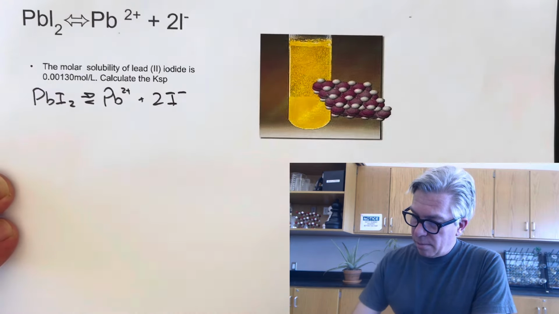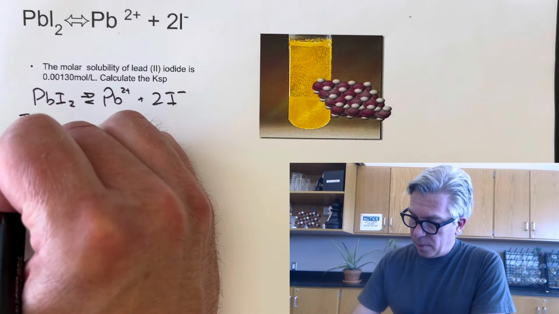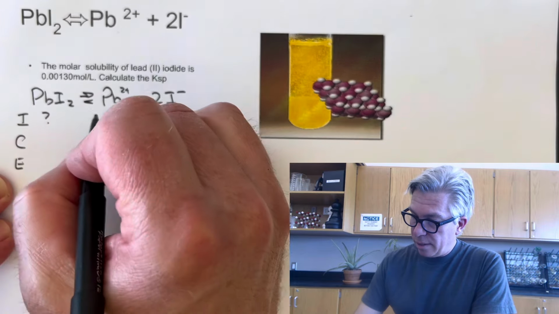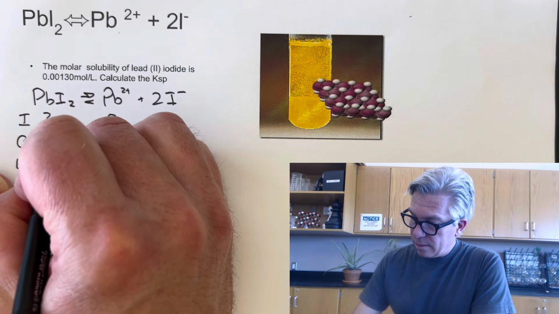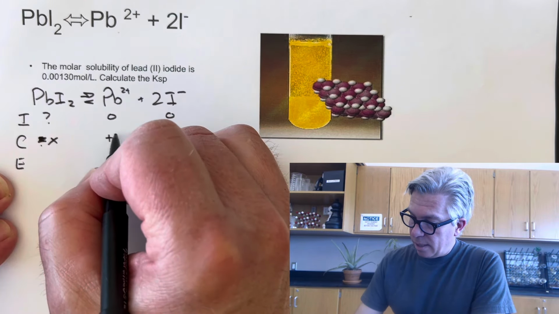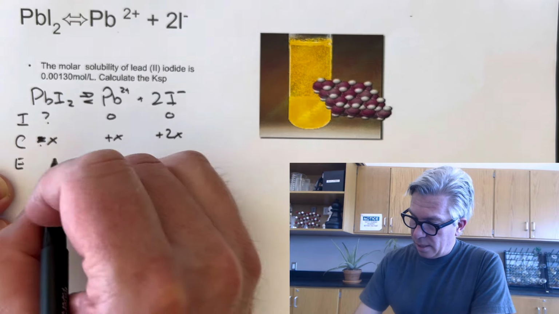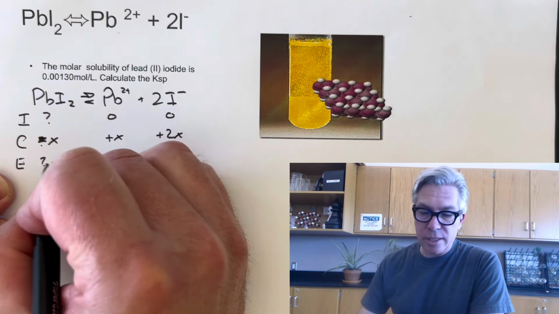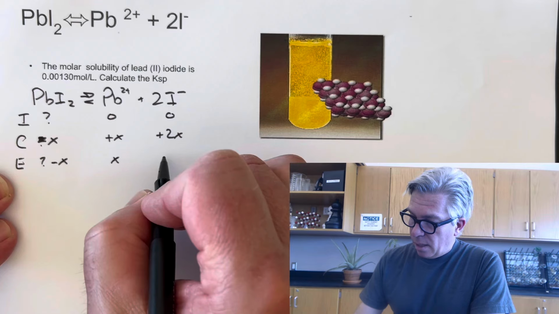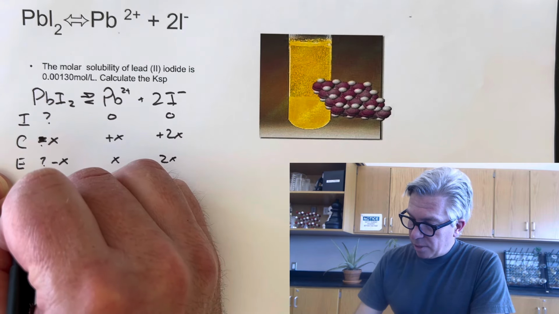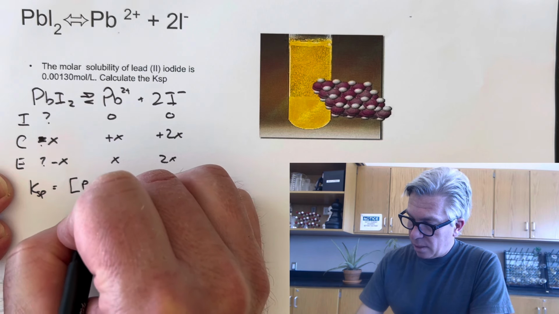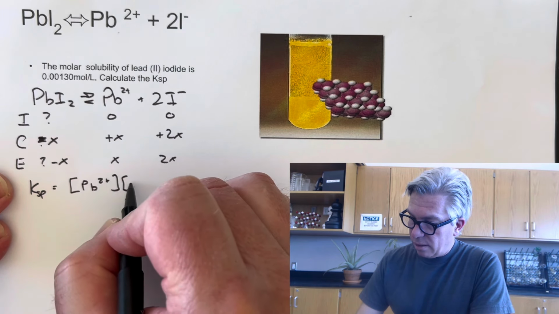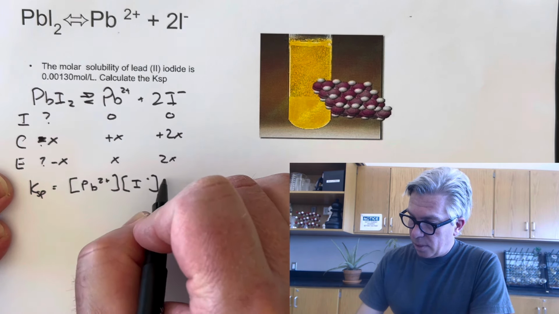Okay, and I'll make my ICE table. So it's going to go down by X, up by X, and up by 2X. The Ksp expression is equal to the concentration of lead and the concentration of iodine squared.